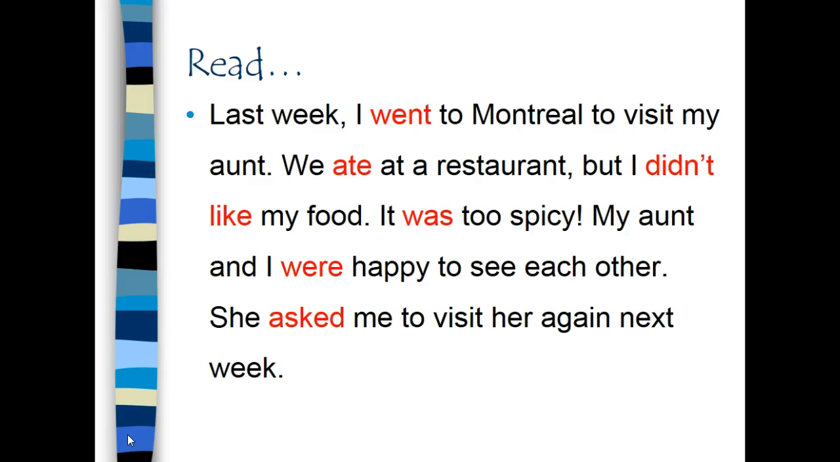Let's look at this text. Last week I went to Montreal to visit my aunt. We ate at a restaurant, but I didn't like my food. It was too spicy. My aunt and I were happy to see each other. She asked me to visit her again next week. The verbs in red are examples of the simple past.